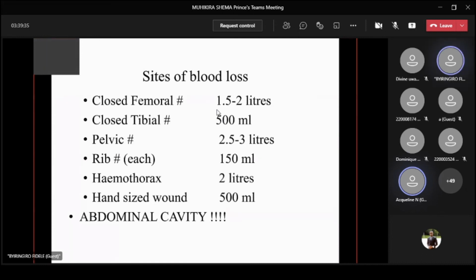That's why there is a systematic approach: A, B, C, D, E. You always start with airway, breathing, circulation, disability, exposure. Don't be confused. When you meet a patient with multiple traumas, you don't start from the foot, you don't start from the abdomen, you don't start from the head. You start with airway, breathing, circulation, disability, exposure. Keep that in mind. It's a formula you must memorize.